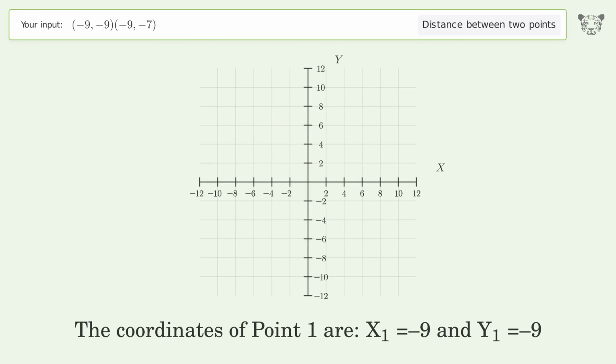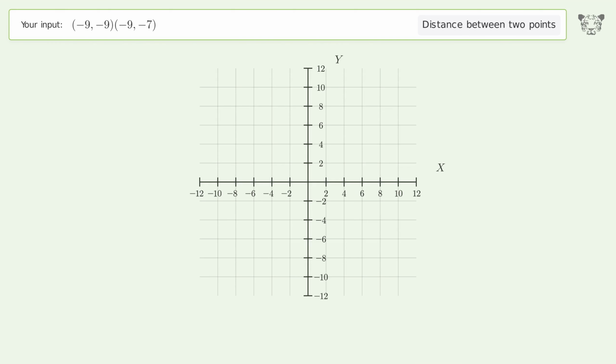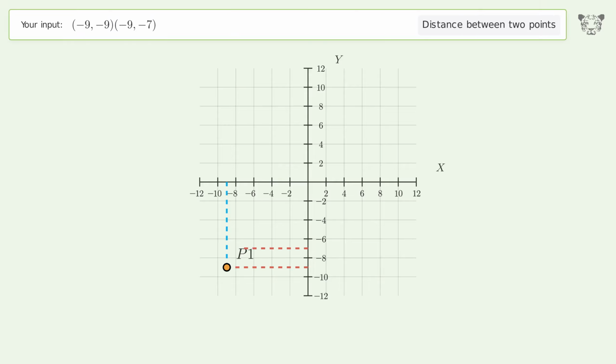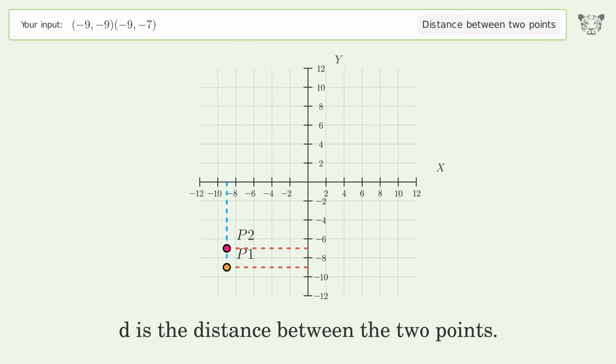The coordinates of point 1 are x1 equals -9 and y1 equals -9. The coordinates of point 2 are x2 equals -9 and y2 equals -7. D is the distance between the 2 points.